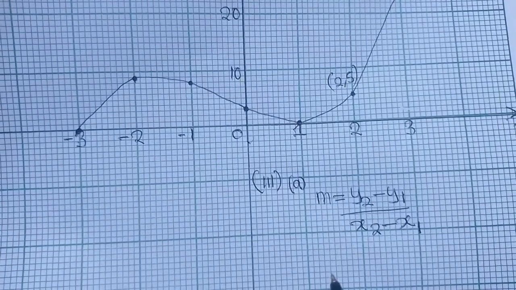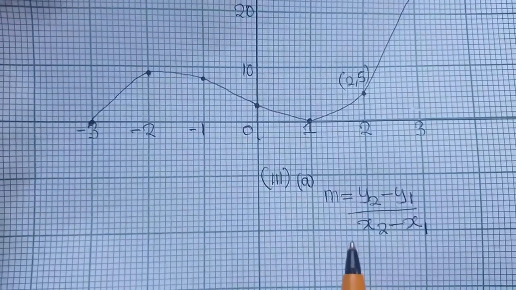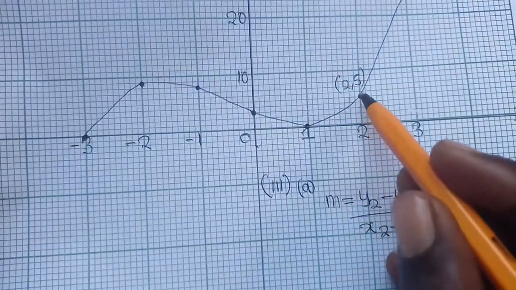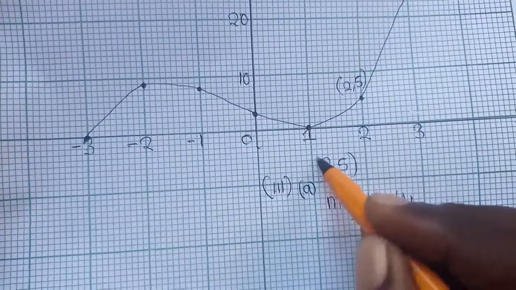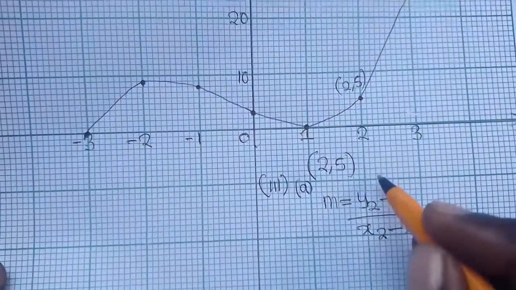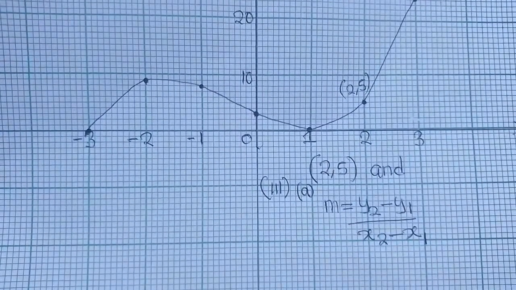So with this now, what you are going to do is this. Since you want to find the gradient, we've got 1 point here. We found 1 point, 2, 5. So we've got that one. Then we find another one. So let us find another one.